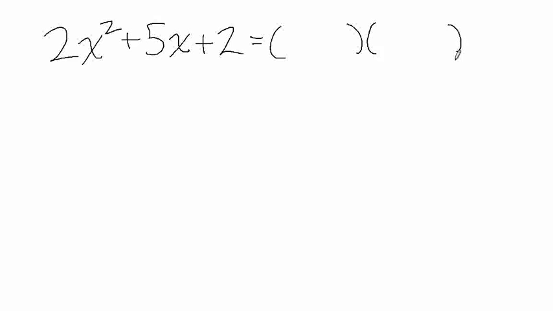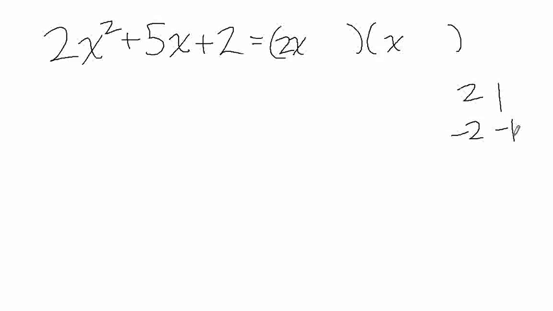So we don't just want to put an x and an x because that'll give us x squared, right? But this time we need those pieces to multiply to 2x squared. So how about 2x times x? All right? And then for the right side we have the number 2. Okay, and so you might think 2 and 1 or minus 2 and minus 1.